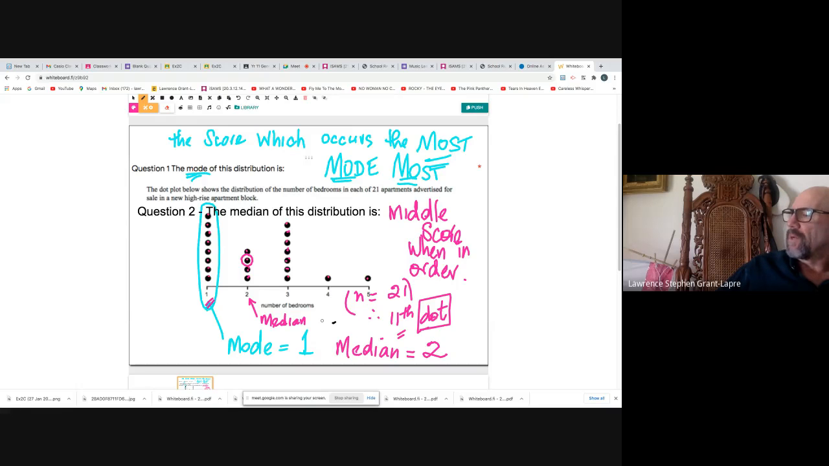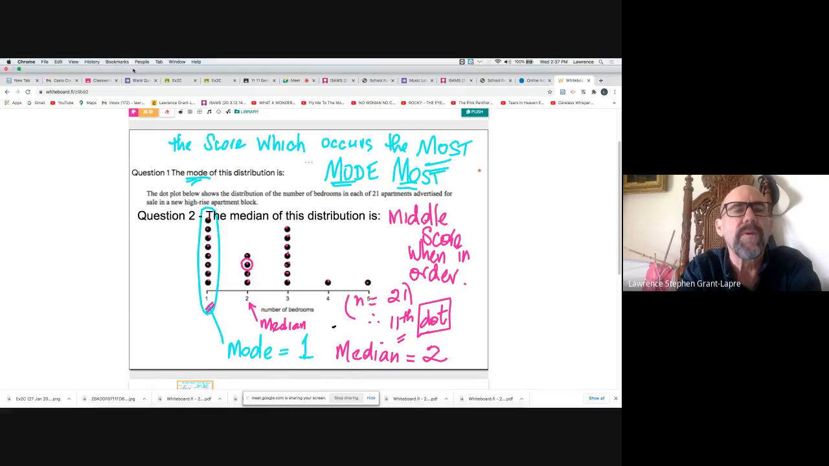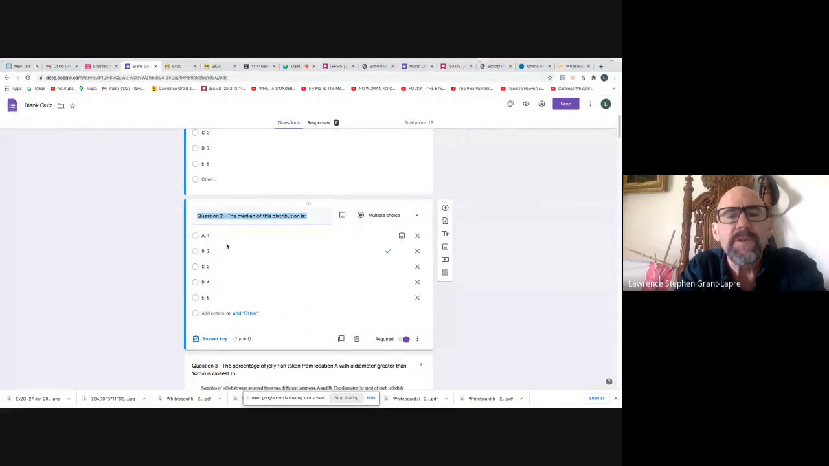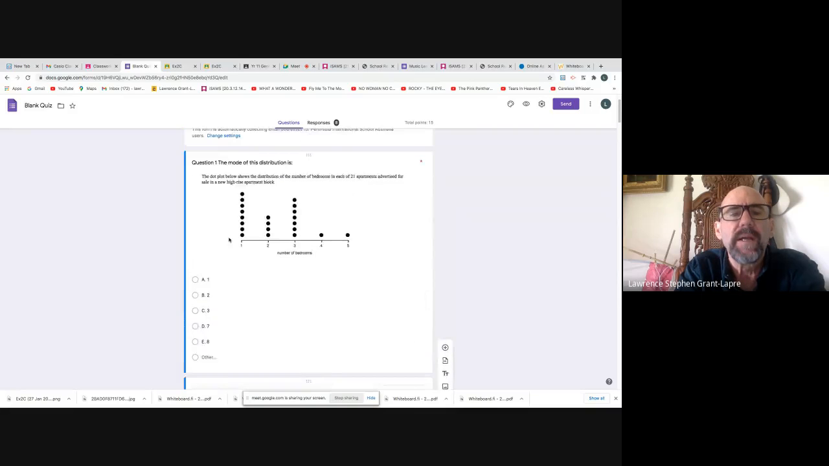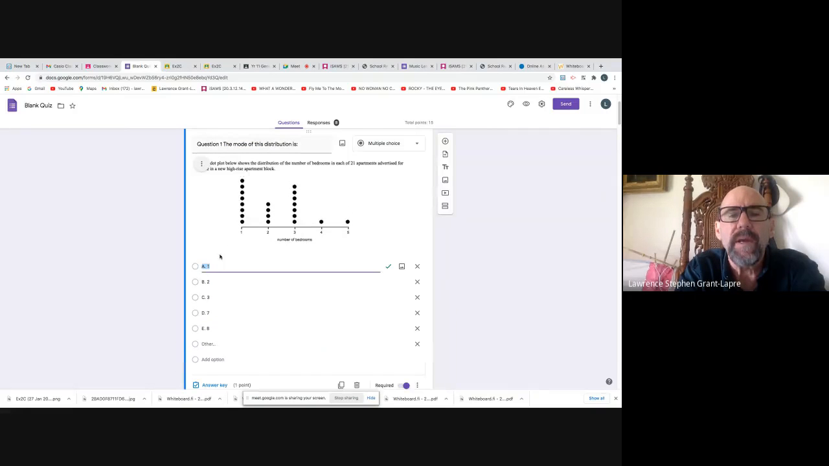There's 10 scores below it. 2 of them happen to be 2s, and there's 10 scores above it. One of them happens to be a 2. And if you get 2 numbers in the middle, you have to add them and divide by 2. Median, the score in the middle. So the answer was B, 2. For part A, the answer was A.